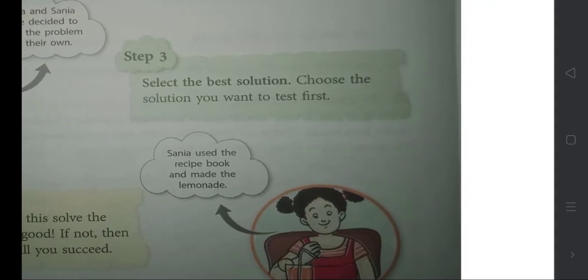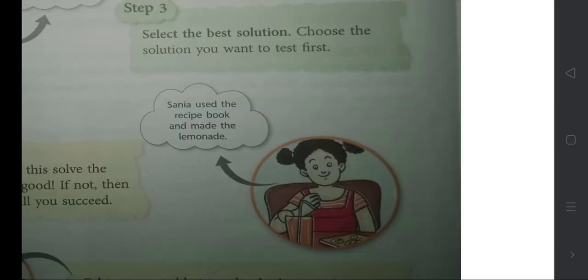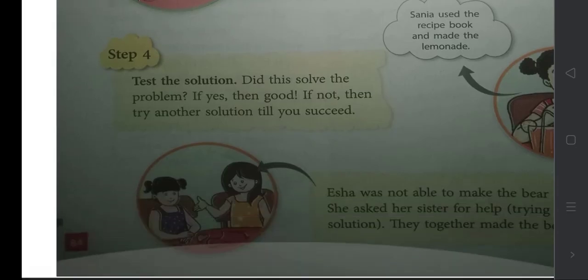Okay, now step 3. What is step 3? Select the best solution. Choose the solution you want to test first. See here, Sania used the recipe book and made the lemonade. By seeing the recipe book she has made the lemonade. And the same way, step 4, test the solution. Did this solve the problem? If yes, then good. If not, then try another solution till you succeed.